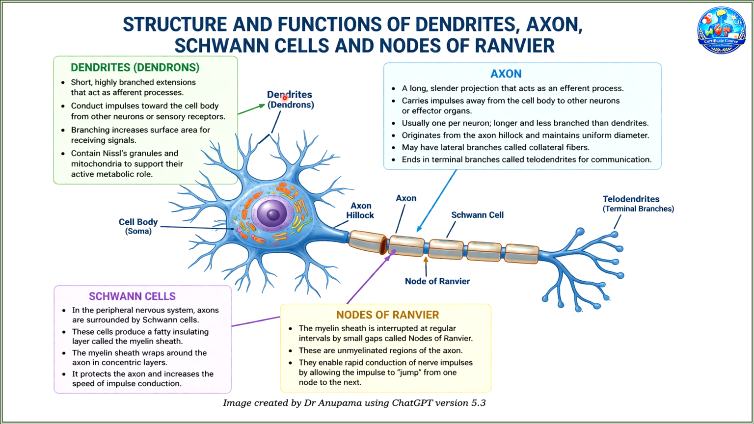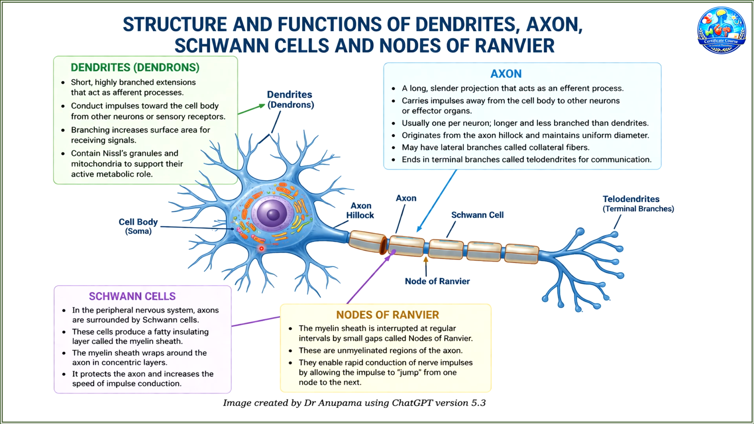Coming to the structure and functions of dendrites, the axon, the Schwann cells and the nodes of Ranvier. Dendrites are short branched extensions that act as the afferent process. They receive signals and conduct the impulses towards the cell body from another neuron or some sensory receptor. This branching increases the surface area for receiving signals. They contain Nissl's granules and even mitochondria that support the active metabolic role that dendrites take up.